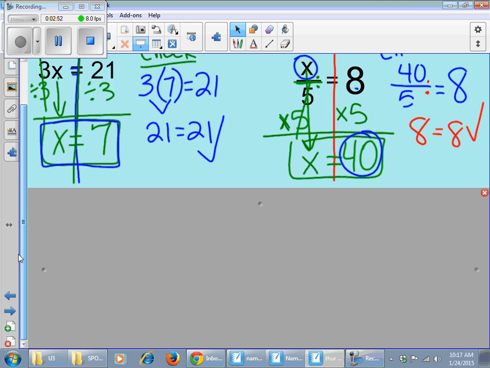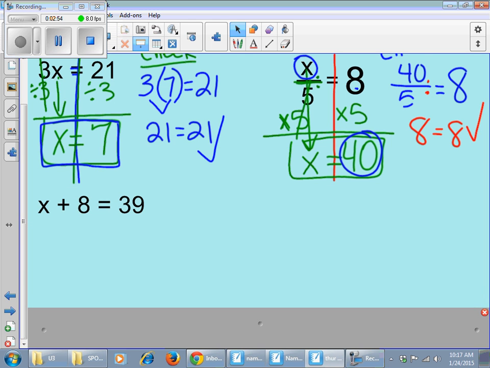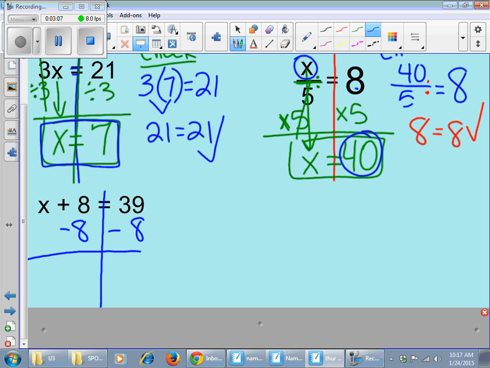Take a look at one more one-step equation, and this one involves addition as its initial operation. So as usual, I put a mirror down the equal sign. The opposite of plus 8 is going to be minus 8 on both sides of that mirror. Plus 8 minus 8 simply cancels out. 39 minus 8 you solve. 39 minus 8 is 31.